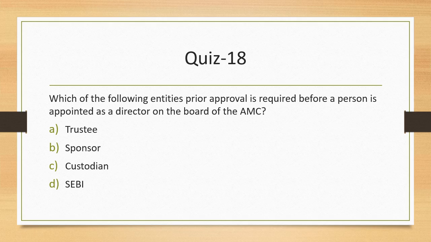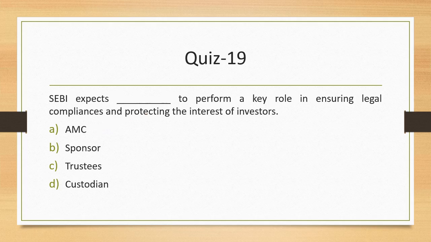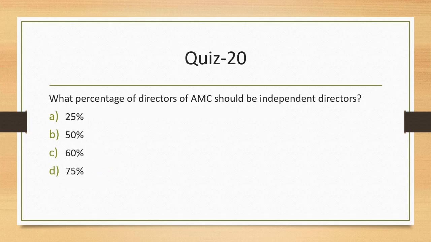For which of the following entities is prior approval required before a person is appointed as a director on the board of AMC? Well, that being the case, it is the trustee which has to give this approval. Okay. The next one is SEBI expects trustees to perform a key role in ensuring legal compliances and protecting the interest of investors. Okay. And last but not the least, the 20th question is what percentage of directors of AMC should be independent directors? Why do we need this to be in place? Because there should be fairness and transparency.